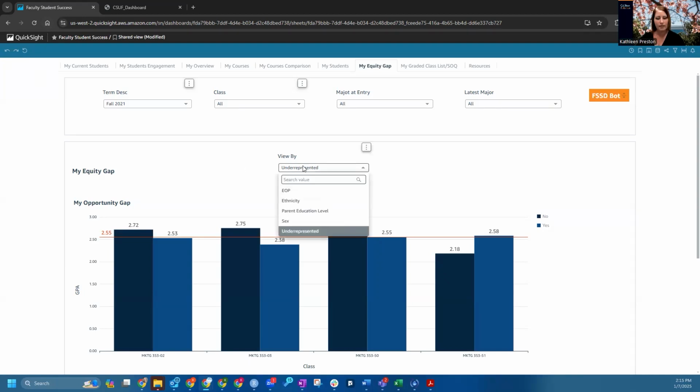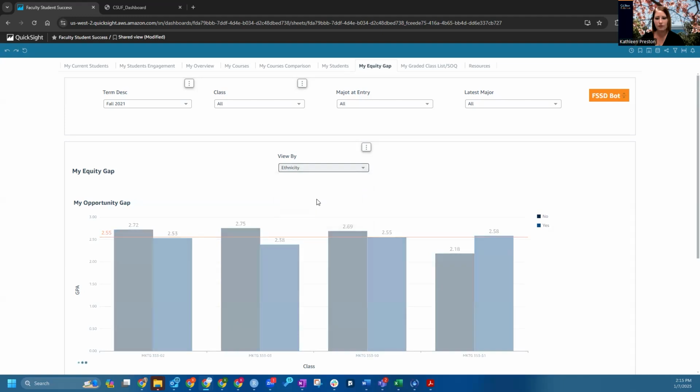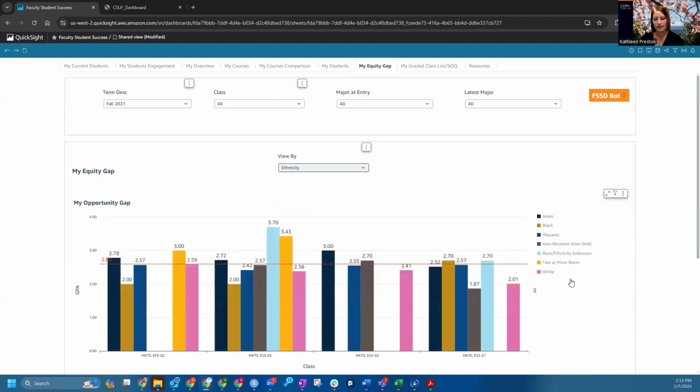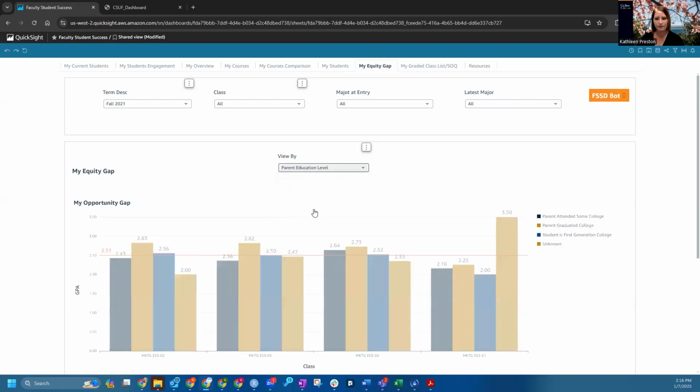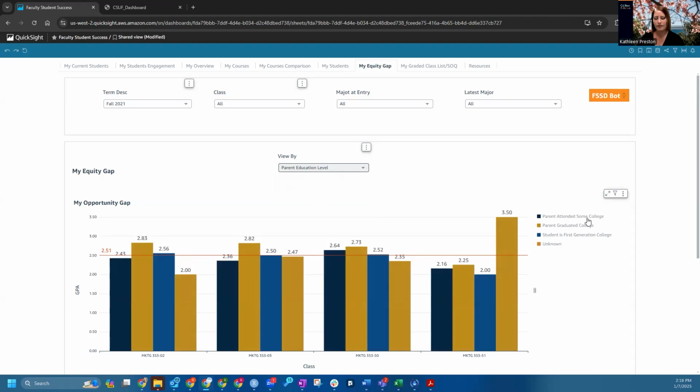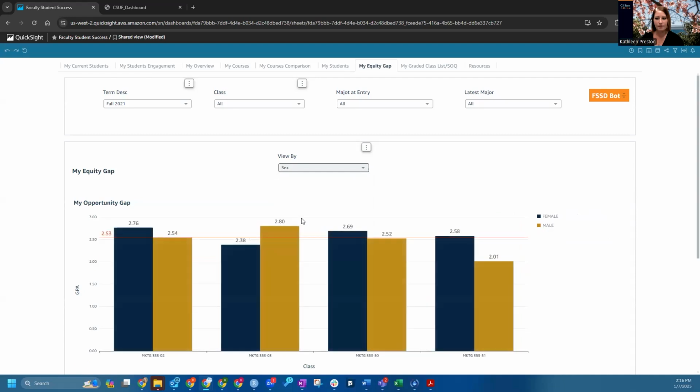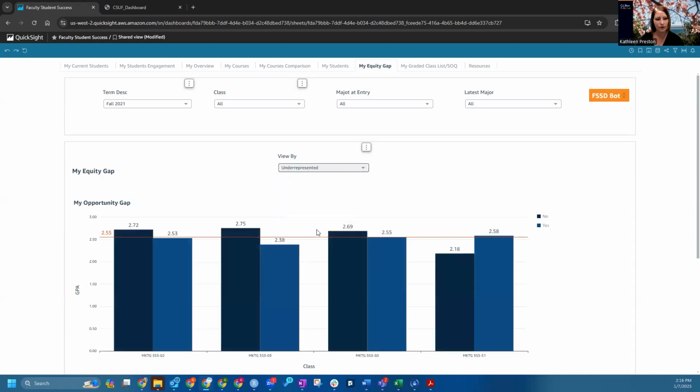As we're looking at underrepresented status, we see that we can also select EOP or ethnicity. For instance, these are the different ethnic categories that are represented in this course. And we can also look at parent education level. So if they have attended some college, graduated college, if the student is a first generation student, and then we have some that are unknown. And we can also look at this by sex, female and male, and see how the performance is differing based on these demographic categories.